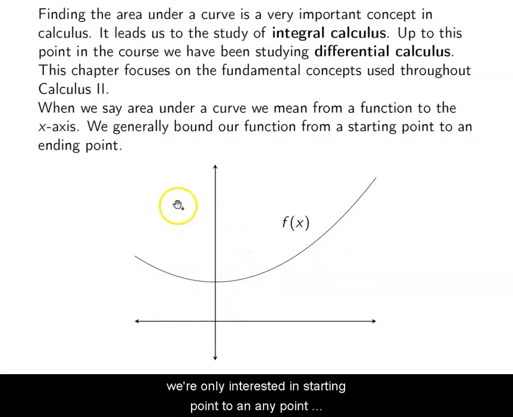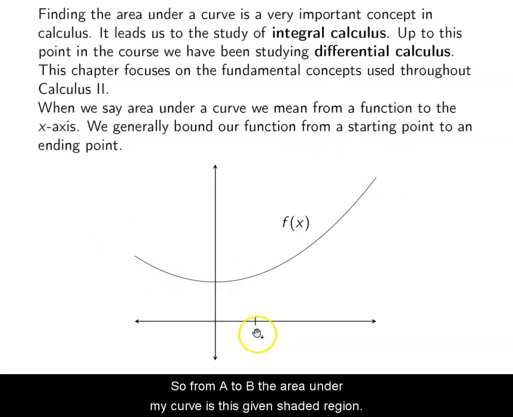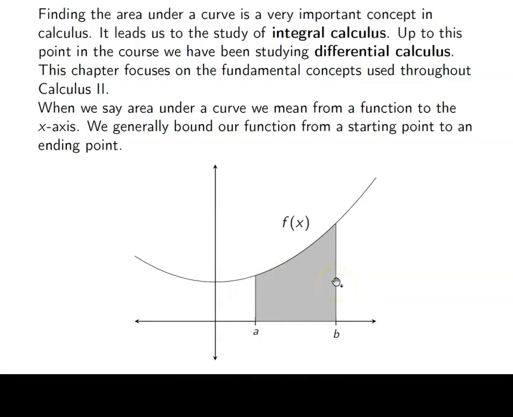Now, as I said before, we're generally interested in a starting point to an ending point. Generally, our starting point we call A, and our ending point we call B, right? So from A to B, the area under my curve is this given shaded region. Now, finding this area can be very, very difficult sometimes. When my function is a nice function and it takes on a nice standard geometric shape, it's very easy to find the area under this curve. So for instance, if f of x was a straight line, this area would be a trapezoid, which I could find by using the formula for the area of a trapezoid, or breaking this down into a rectangle and a triangle and finding that area.